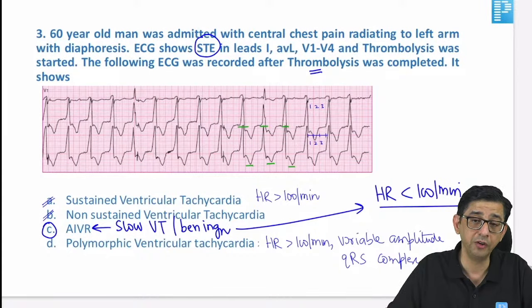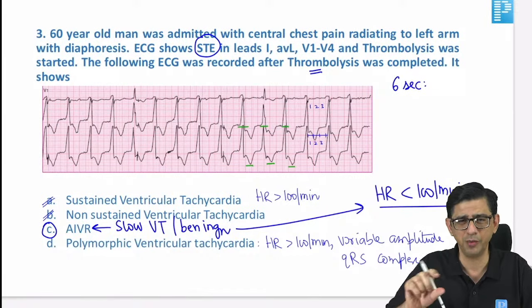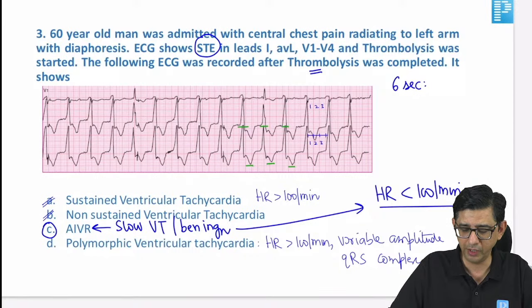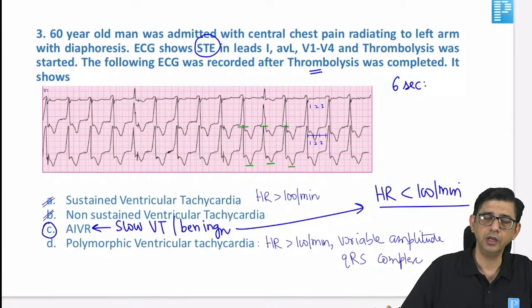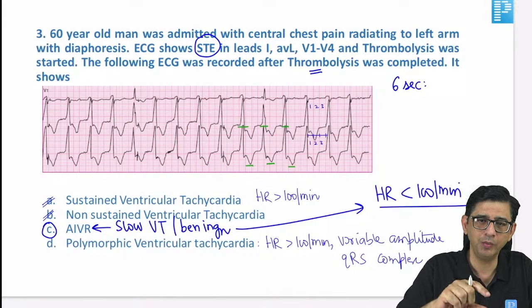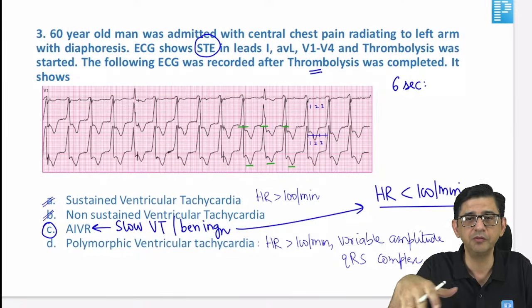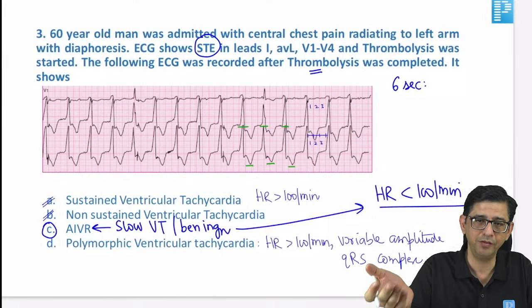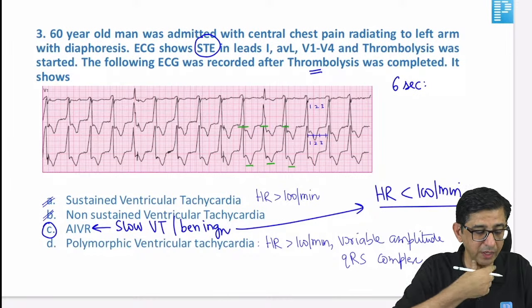So for 30 seconds, if you have to scan, that would be approximately 30 large boxes for 6 seconds. That's the routine data. So if I multiply by 5, 30 into 5 would be 150 boxes. So if the arrhythmia is a broad QRS tachycardia for more than 150 boxes, I'll say sustained. If it is less than 150 boxes, I'll say non-sustained. So I think that is how we'll solve it.